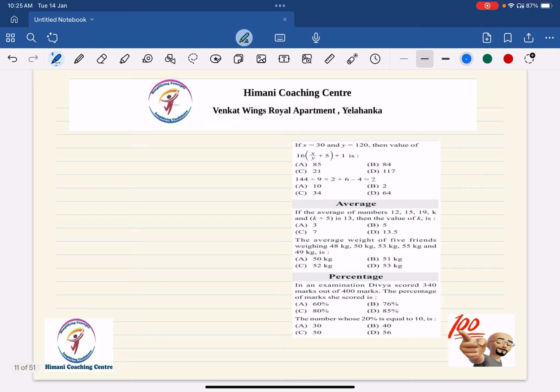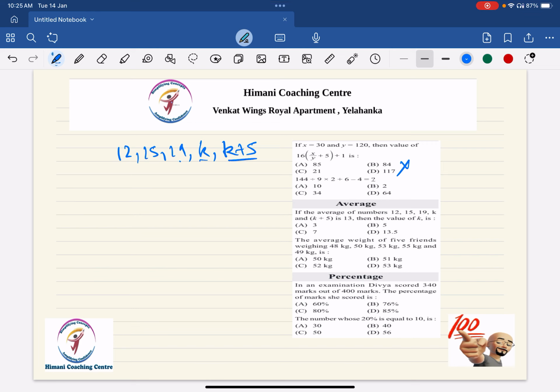Okay, let's move to the next question. This one we just did, so I will not do it again. It says if the average of numbers 12, 15, 19, k and k plus 5 is 13. Okay, so how do we find average? Sum of numbers by the total numbers, okay, which are there. So the numbers are 12, 15, 19, k and k plus 5. So if you count 1, 2, 3, 4, 5 numbers are there.